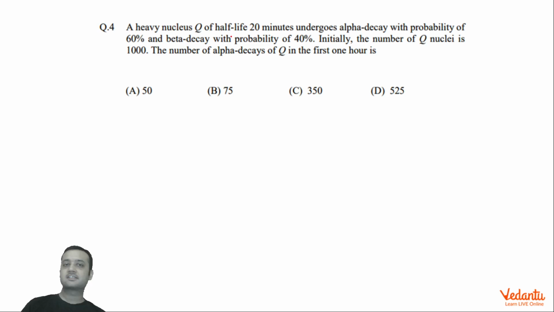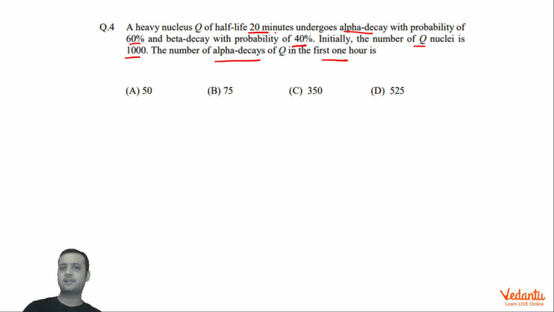There's a nucleus Q which has a half-life of 20 minutes, and it can decay via two processes: alpha decay with a probability of 60% and beta decay with a probability of 40%. Initially, the number of nuclei of Q is 1000. We have to find how many nuclei would have decayed by alpha decay in the first 1 hour. So the question is pretty easy.